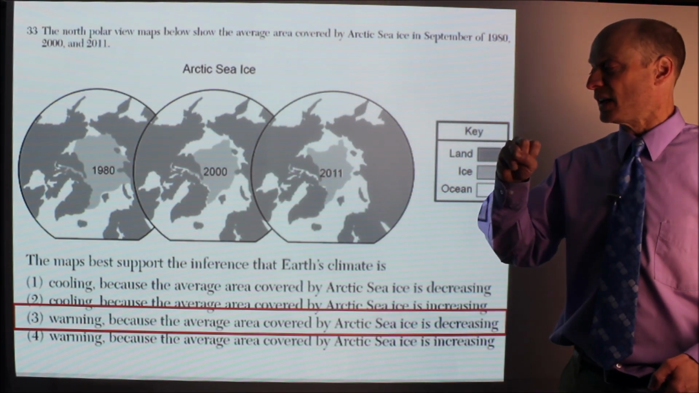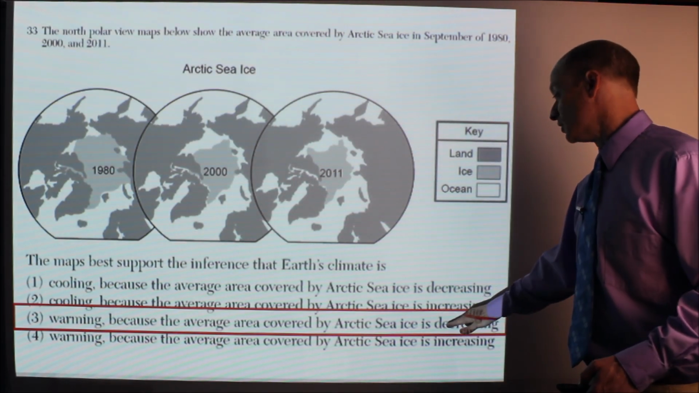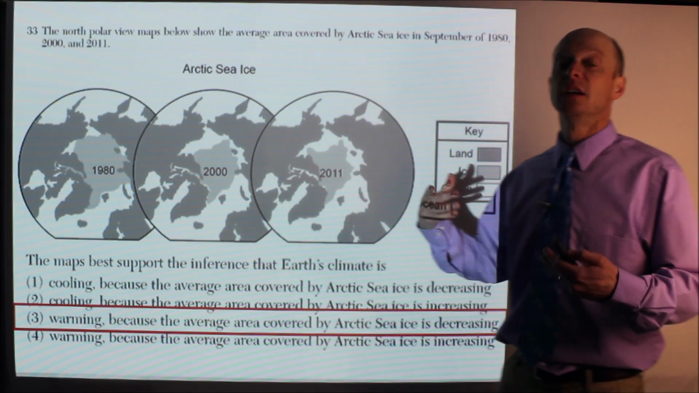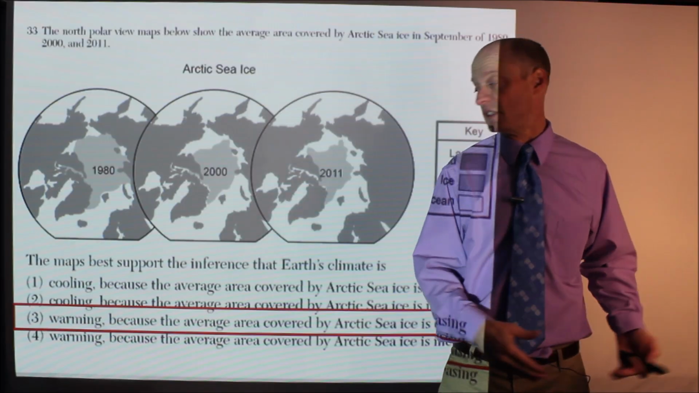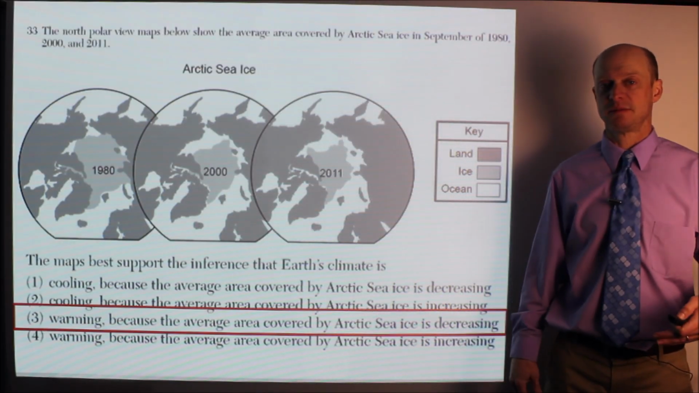So at the very least, you can narrow it down to 1 and 2 because it shows that ice is decreasing. And then it's common sense to recognize that the warming causes the ice to decrease. So that is choice number 3.